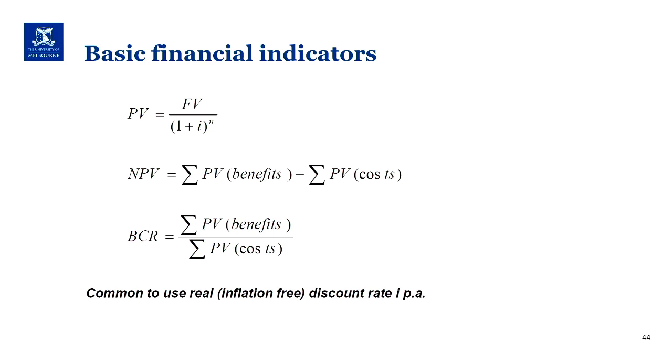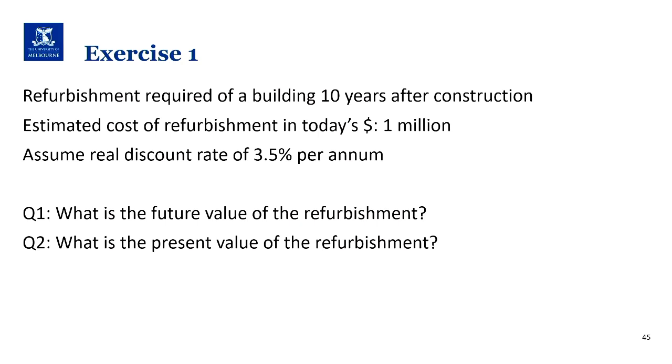And for the benefit cost ratio, you just need to divide the sum of the present value of the benefits by the present value of the cost. And you're going to have the numbers that we saw at the beginning. And this is using the discount rate. So let's have just a couple of exercises.